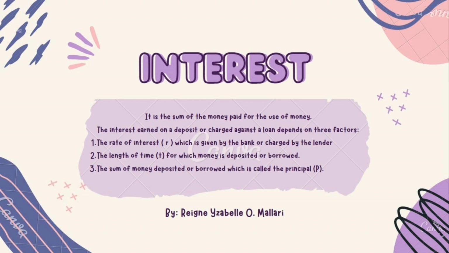So first is the rate of interest, also called R, which is given by the bank or charged by the lender. Second is the length of time, also called T, for which money is deposited or borrowed. And lastly, the sum of money deposited or borrowed, which is called the principal, also called P with the capital letter P.